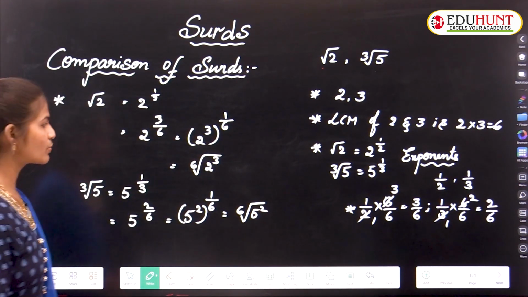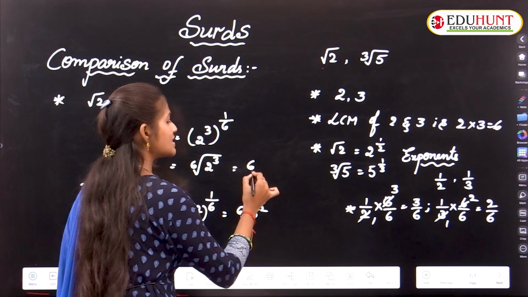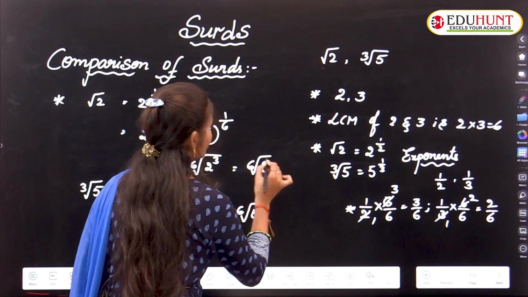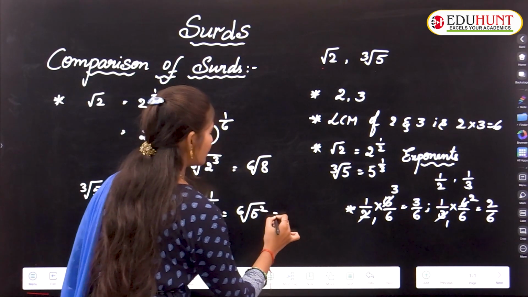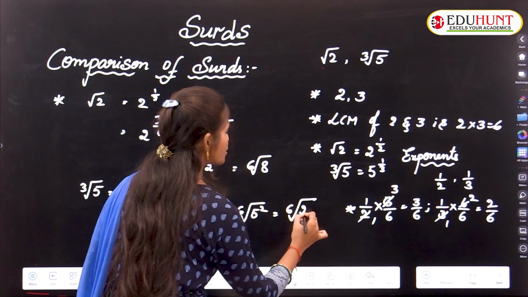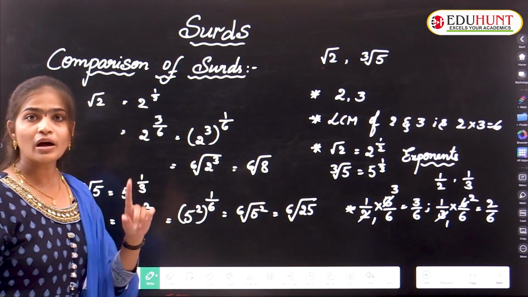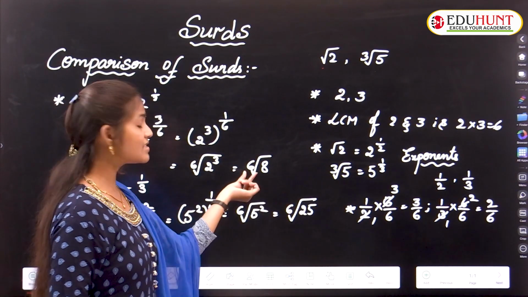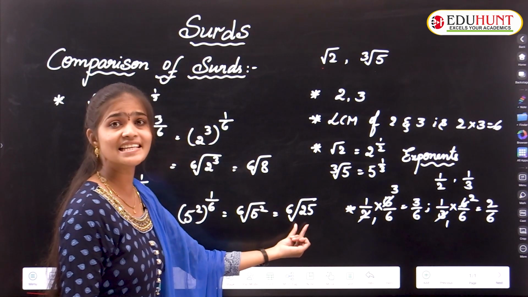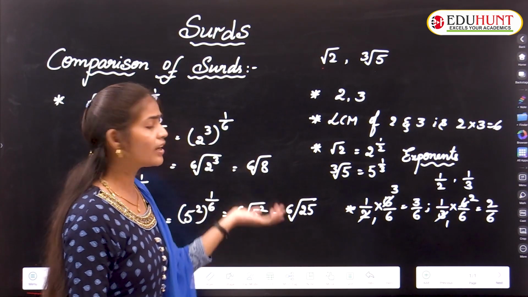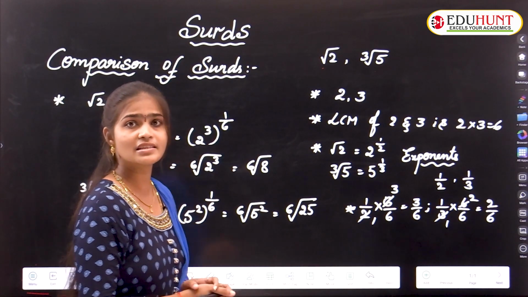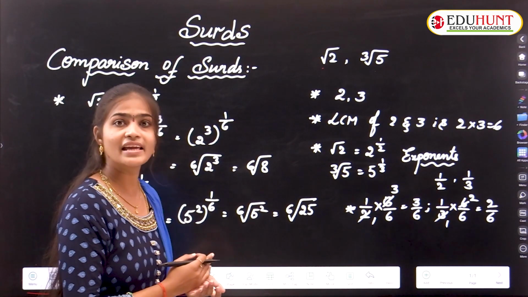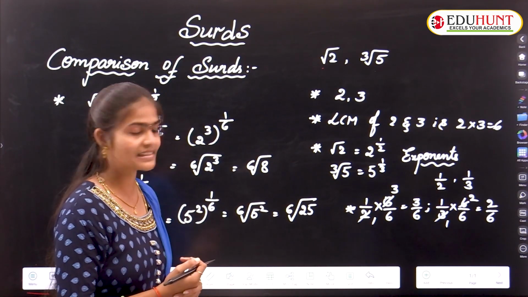The 6th root of 5 square. Here the 6th root of 2 cube: 2 2s are 4, 4 2s are 8. And this one is the 6th root of 5 5s are 25. Now observe these surds. Both have the same order, 6 and 6. Now the orders are the same, so if the order is the same, then we can compare the surds very easily based on their radicands.